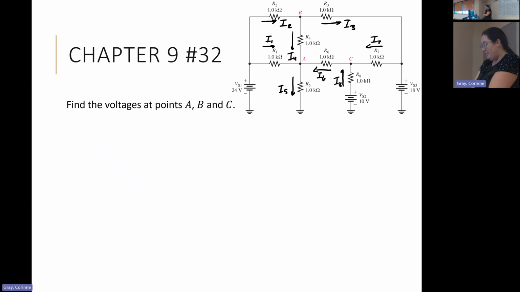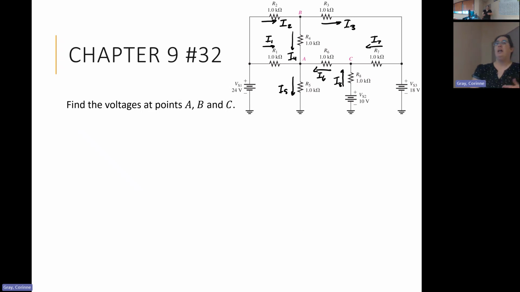Are any of the currents that are given here not important, looking overall at all the nodes we care about? I2. I2 flows into B, so it is important. I think they're all in or all out of the nodes, so unfortunately, we are going to need to deal with all of them. It was a trick question. Sometimes that happens.